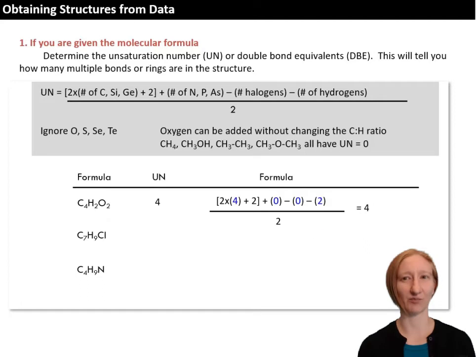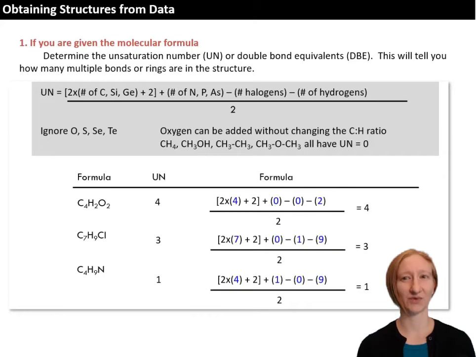In the second example, we take 7 carbons times 2 plus 2, and then subtract the number of hydrogens, 9, and the number of chlorines, 1, and then divide by 2. That gives us 3 as our degree of unsaturation. In the final example, remember that we add the number of nitrogens, so we will have 2 times 4 plus 2 plus 1, the number of nitrogens. Then we subtract the 9 hydrogens and divide by 2 to get an unsaturation number of 1.